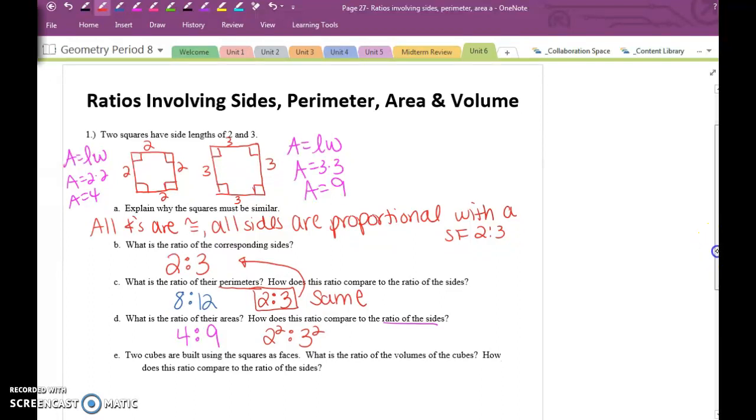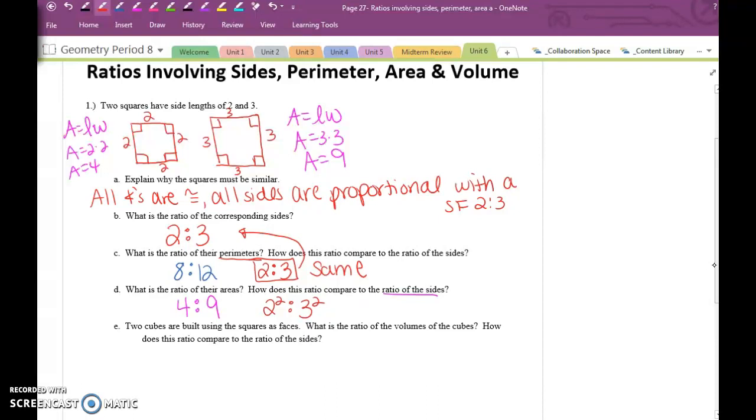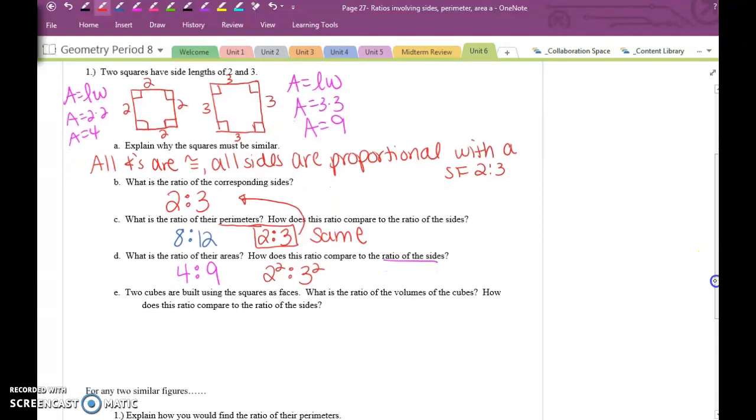The last part asks, 2 cubes are built using the squares as faces. What's the ratio of the volumes of the cubes? Remember, the volume formula for a cube is length times width times height. So go ahead and pause the video and find those volumes and the ratio there. So for the smaller one, 2 times 2 times 2. 2 times 2 is 4, times 2 is 8. And for the larger one, 3 times 3 times 3. 3 times 3 is 9, times 3 is 27. So in this case, the ratio of the volumes is 8 to 27.